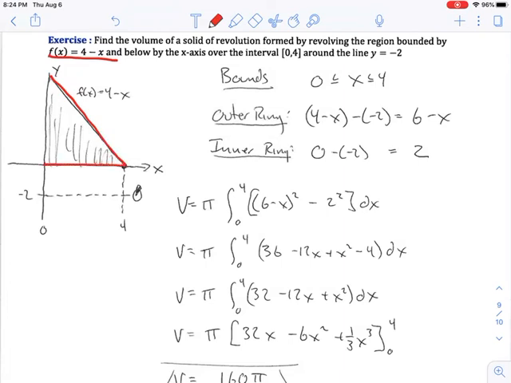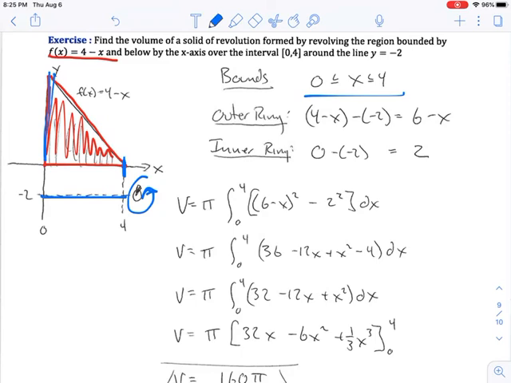All right, so we're taking this region here, it's a triangular region, and we are rotating that about the line y equals -2. When we rotate that about this line, we're going to have a big hole in the middle of it. And so we go through the steps. What are the bounds of integration? Well, the bounds of integration are from 0 to 4. Got that.